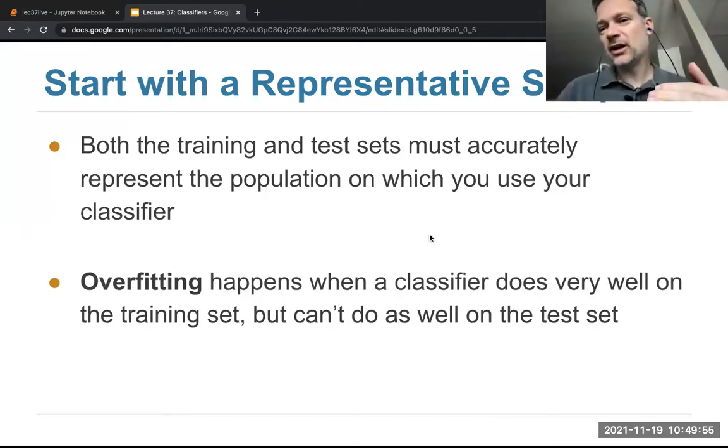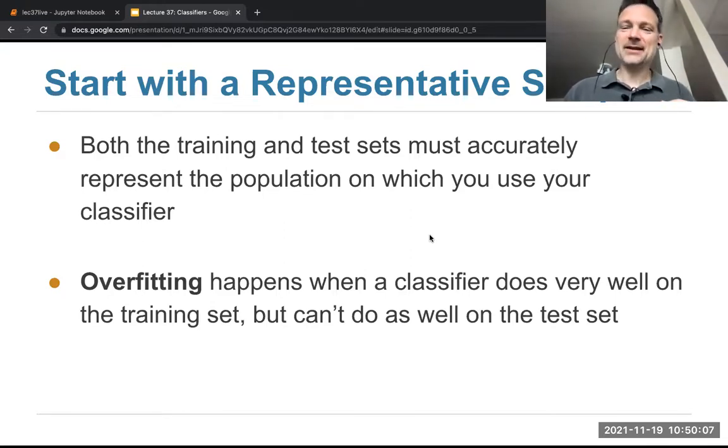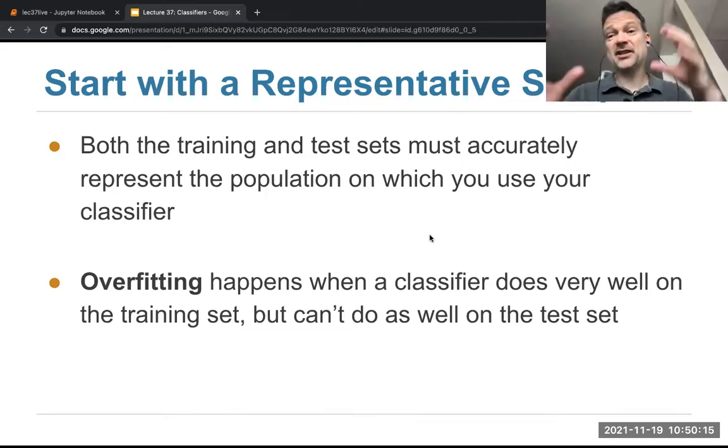Another thing that can go wrong with machine learning is what's called overfitting. Overfitting is when a classifier does really well on the training set, but doesn't do as well on the test set. There are multiple reasons why this could happen. One is if the test set is not reflective of the training set, or of the population, and that can cause overfitting. Another way it can happen is if the classifier just didn't learn very well.